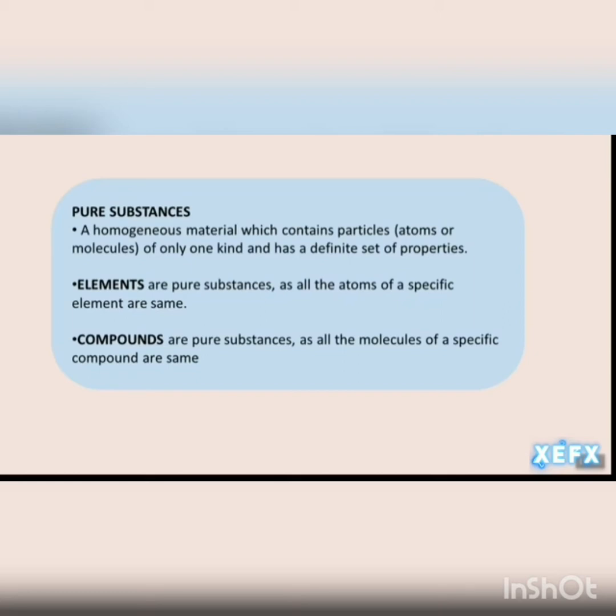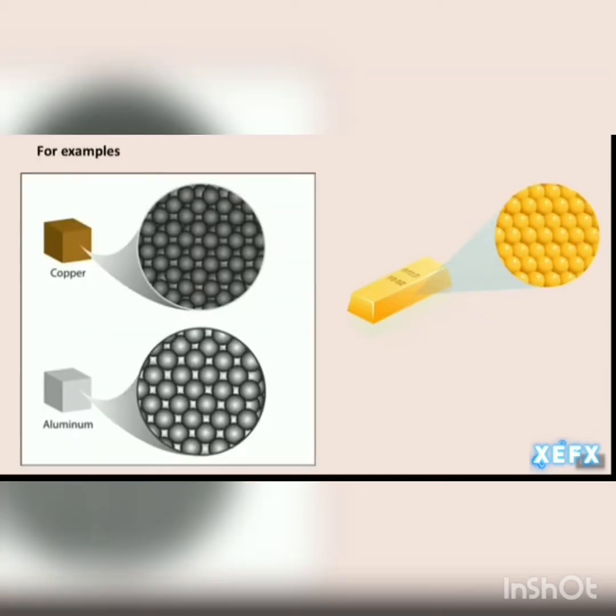Here on top you will see pure substance. You find, inside a bracket, atoms or molecules. These atoms or molecules: atoms, we know what an atom is. An atom is the smallest particle of an element, and molecules are the smallest particle of a compound. Now we see examples of these pure substances. Examples of pure substances are copper, aluminium, gold.